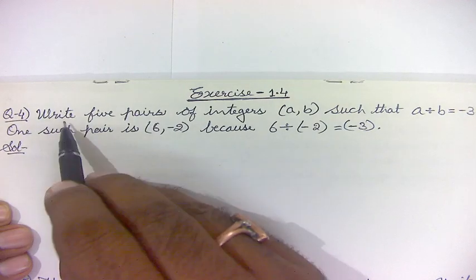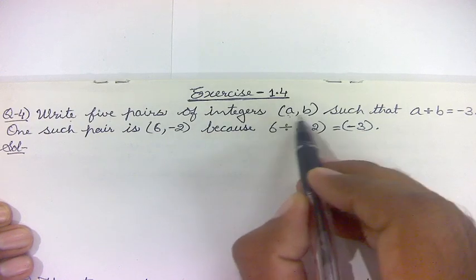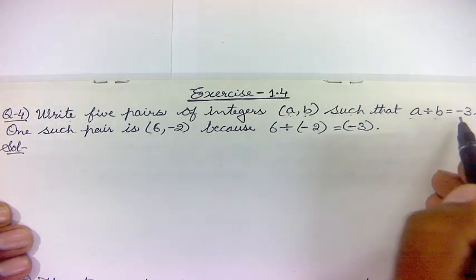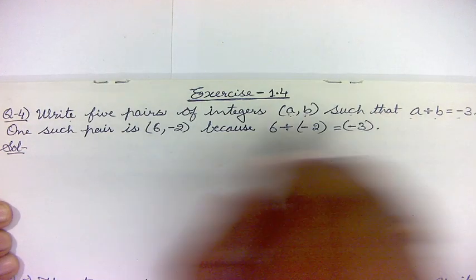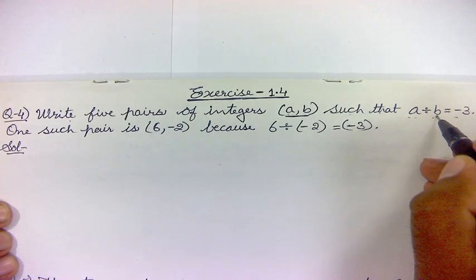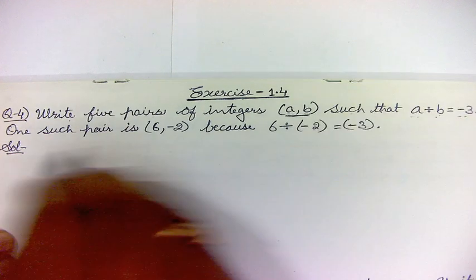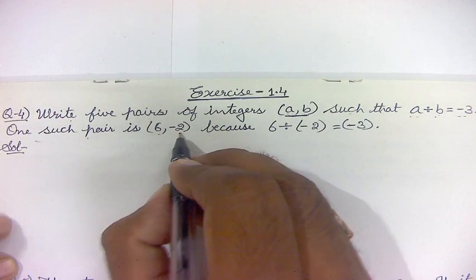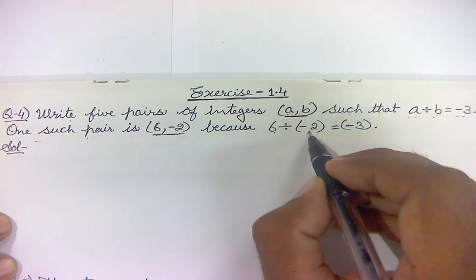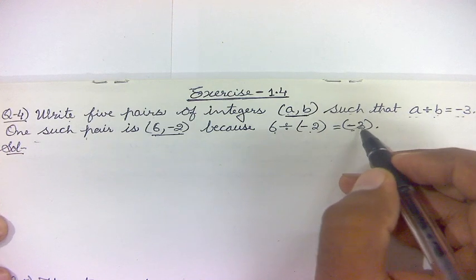The fourth question says write 5 pairs of integers, say a and b. These are two integers taken together such that a divided by b is equal to minus 3. You have to take that pair of integers in such a way that if you are dividing a and b, it should give you minus 3 as the quotient. One such pair is 6 and minus 2. They have taken one pair as 6 and minus 2 because 6 when it is divided by minus 2, you get minus 3. So in this way you have to create 5 pairs.